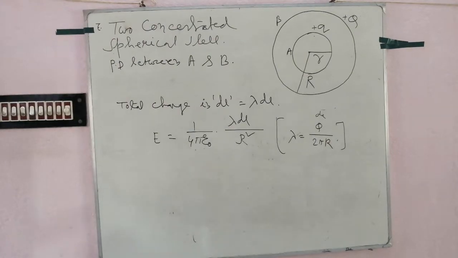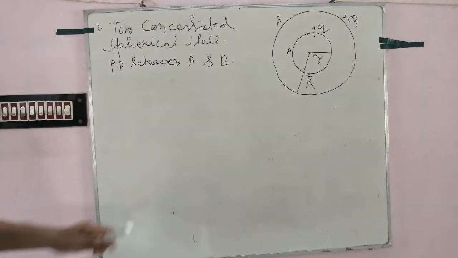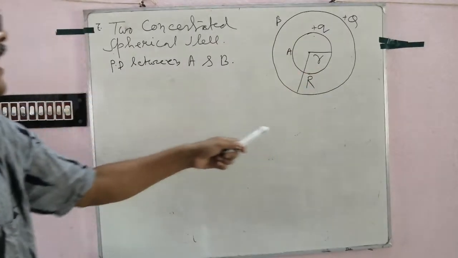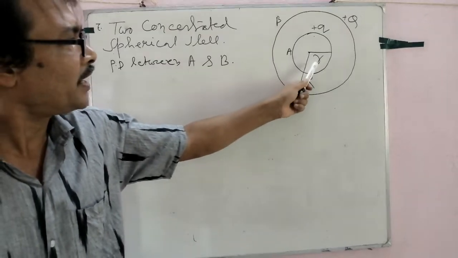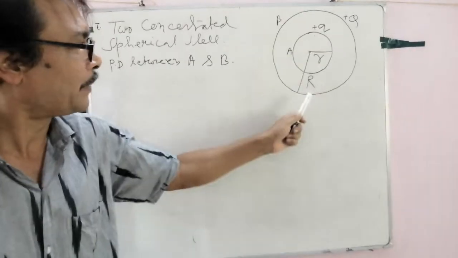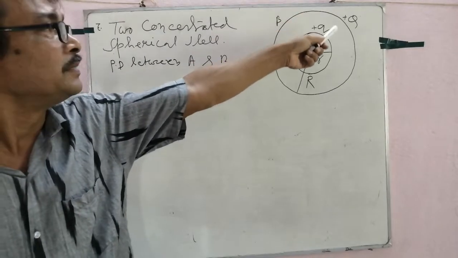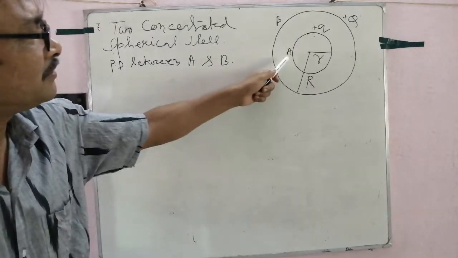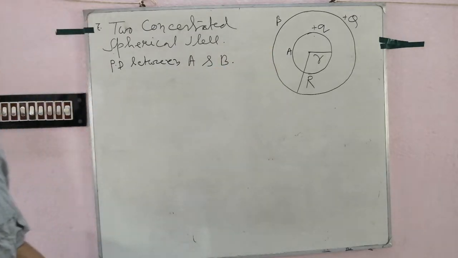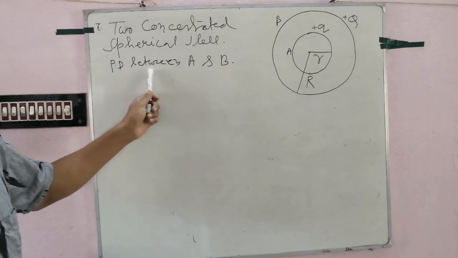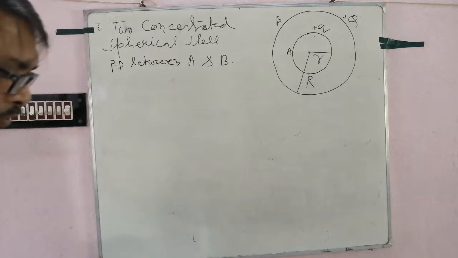So at first, follow the question. Two concentric spherical shells, the inner one of smaller radius r, the outer one of capital R. The charge of the inner one is plus q, the outer one plus capital Q. The inner sphere is considered as A and the outer sphere as B. So find out the potential difference between A and B.